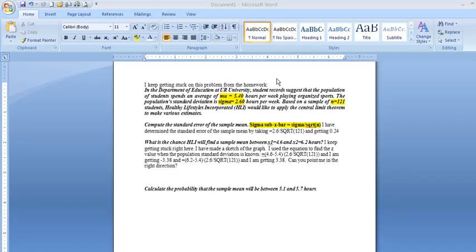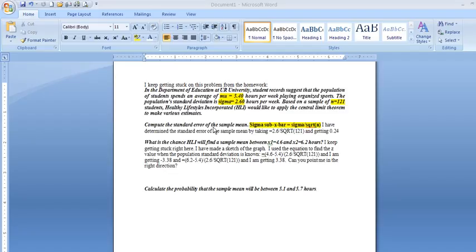This person says, I keep getting stuck on the problem from the homework, and the problem is, and this person did a great job of copying and pasting this, and it says, in the Department of Education at UR University, student records suggest that the population of students spend an average of 5.4 hours per week playing organized sports. Now I've labeled this mu equals the 5.4, mu being the population average. So that's perfect. The population standard deviation, sigma, 2.6 hours, okay, based on a sample of n equals 121, okay, so n, that is labeled n, very good, would like to apply the central limit theorem to make various estimates.